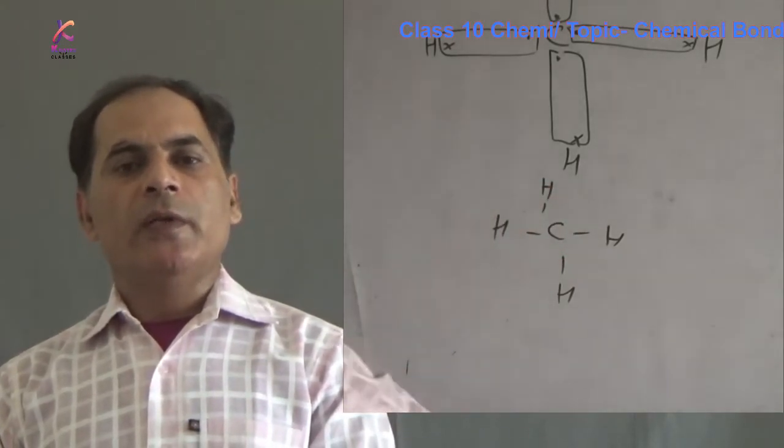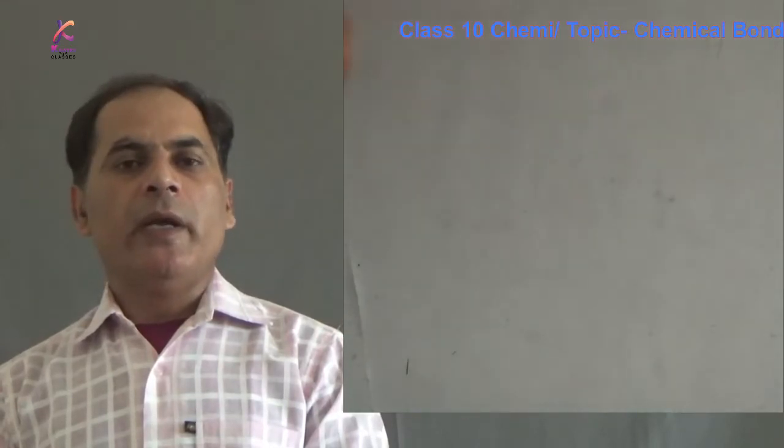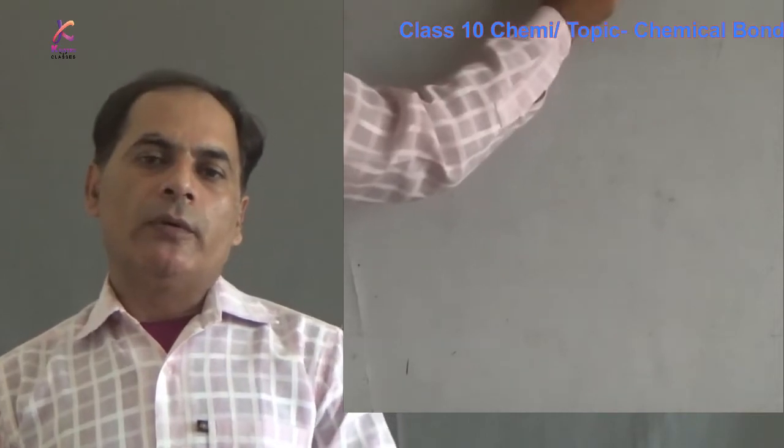So there are 4 single bonds between carbon and hydrogen. These bonds are called covalent bonds. Since 1 electron is being shared, it is called a single covalent bond.